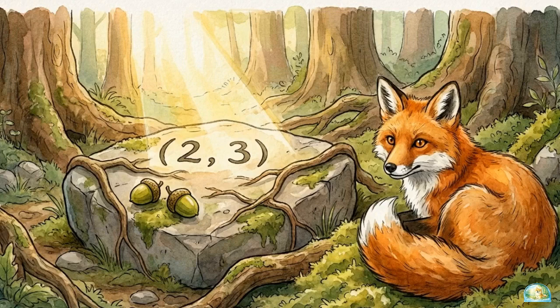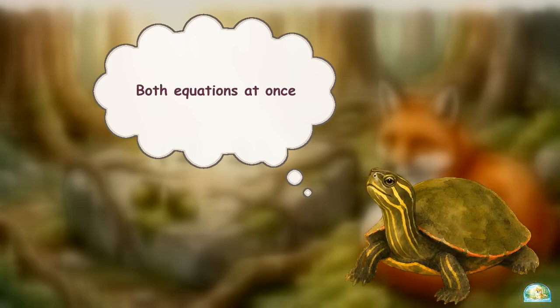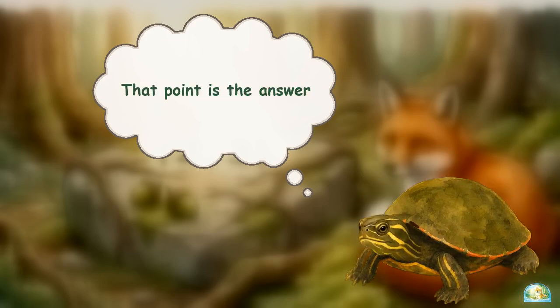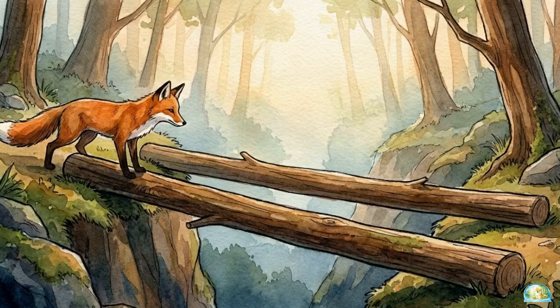Because substituting that single coordinate makes both mathematical statements true, the physical intersection point is the exclusive shared solution for the entire system. The crossing satisfies both equations at once. That point is the answer. But the forest is full of different structures. What happens to the math if we find 2 paths placed so they never cross at all?